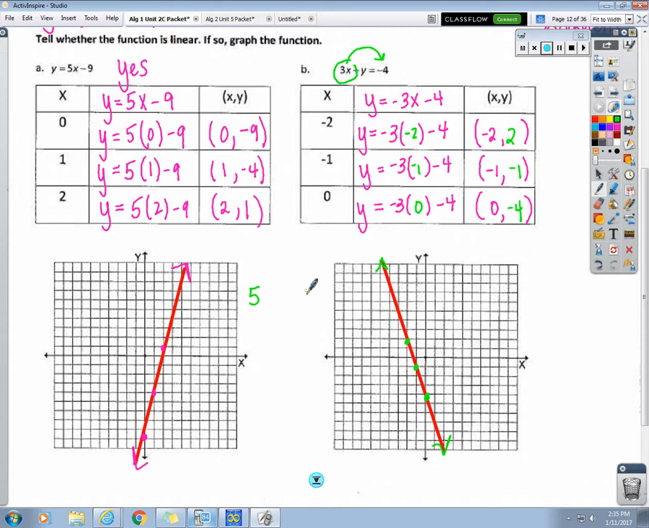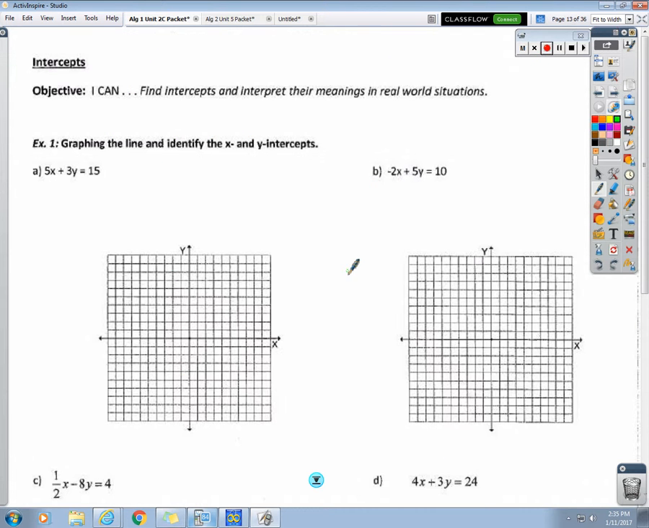Okay, well, let's just ignore the negative for a second because that really just determined that it went down, correct? So we'll just say 3. Which number is the bigger number? 5, which is why that's the steeper line. Okay, the bigger your slope value, the steeper the line. Okay, next page. Now we're going to learn how to find intercepts and interpret their meanings in real-world situations.